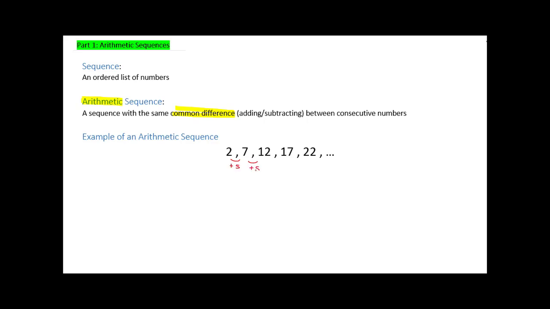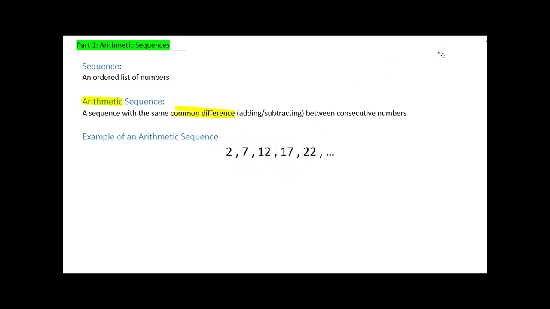Adding by 5. So you can find the common difference, no matter how complex it is, by taking any number in the sequence and subtracting the previous number. So 7 minus 2 is 5. 12 minus 7 is 5. 17 minus 12 is 5. Okay? All right, so that's what makes it arithmetic. We're adding by 5 each time.